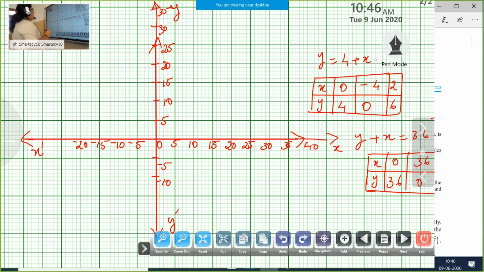Then x is equal to 0, y equal to 4. This is our 4. Then x is equal to minus 4, y equal to 0. Then x is equal to 2, y equal to 6. This is our 6.